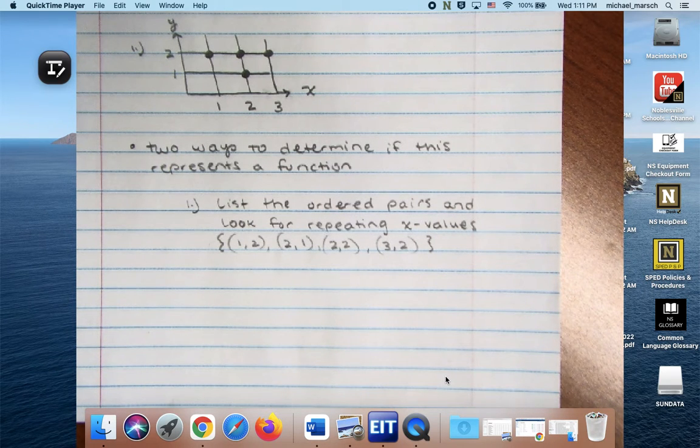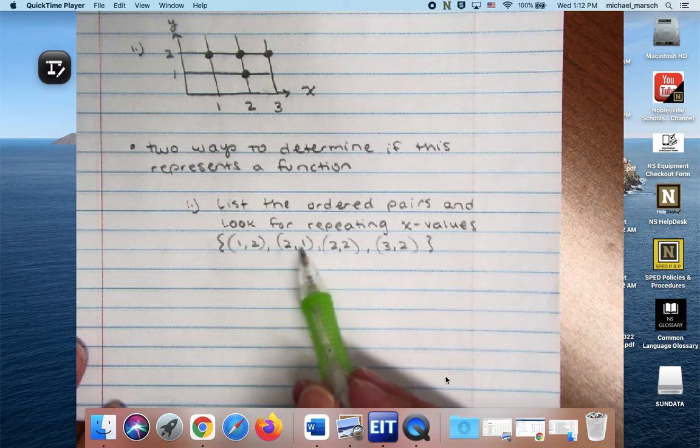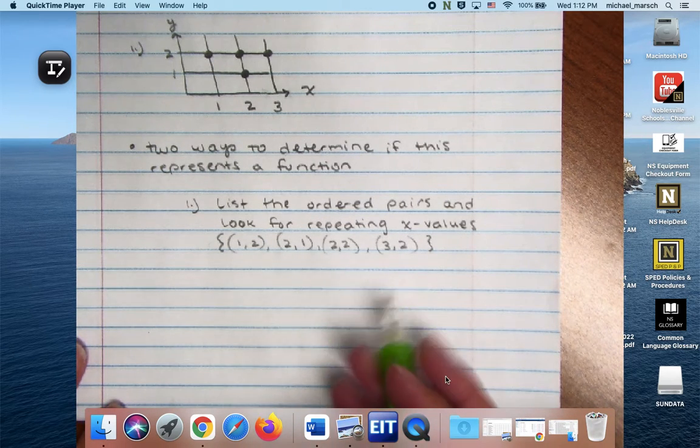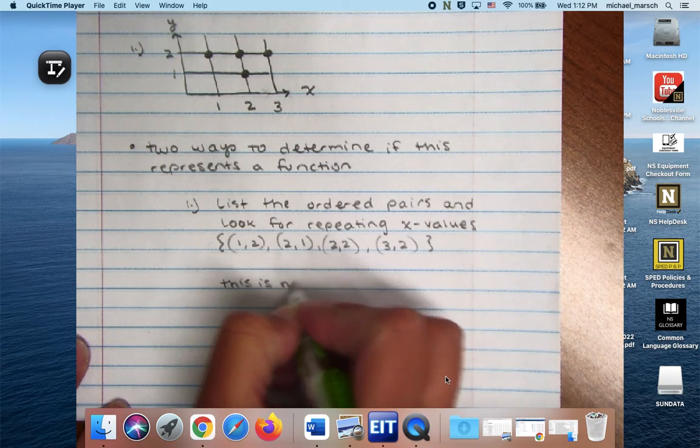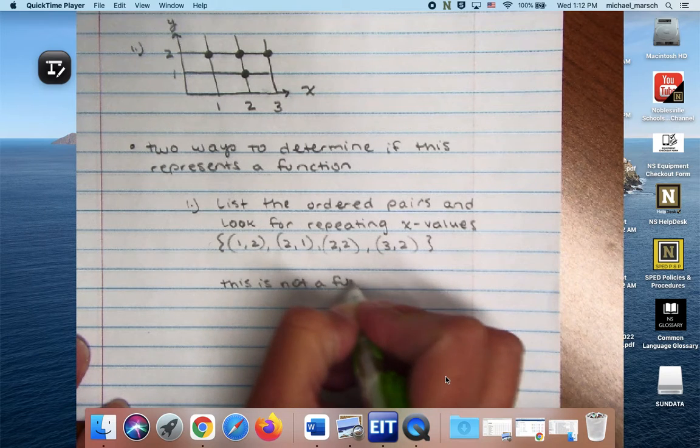So since we have these all listed out, we can easily look at the x values to see if any repeat. Do I have any repeating x values? No. Yeah. Where? Oh, there's 4. I put 3 down. So 2, 1, and 2, 2, right? So we would say this is not a function.